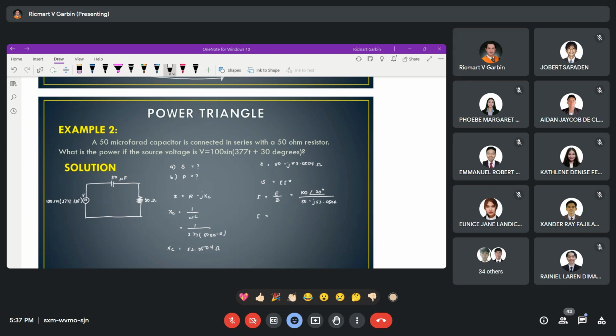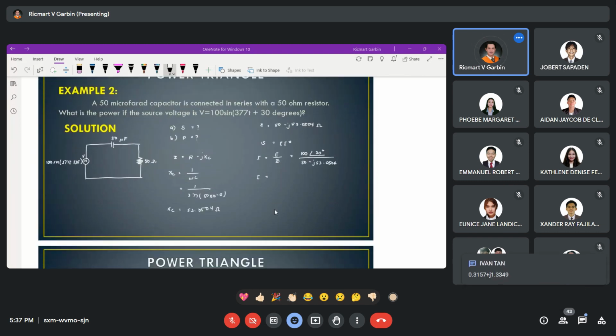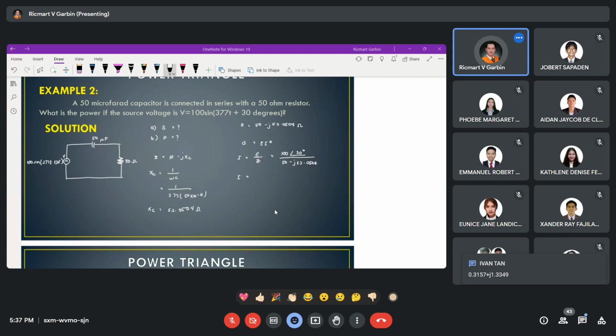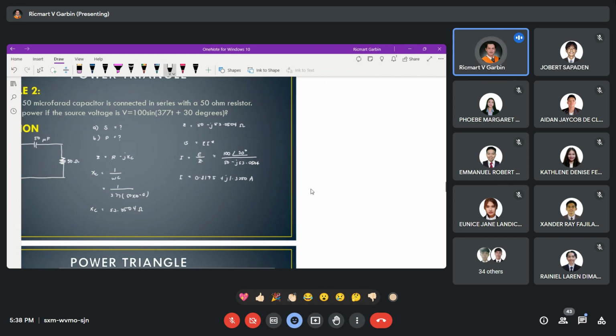So anong value ng ating current? So we have 0.3175 plus J1.3350 amperes. Yan. So ito daw ngayon yung ating current. O anong tunay? 3350 or 3349, okay lang yan.